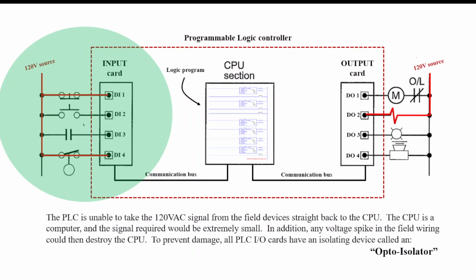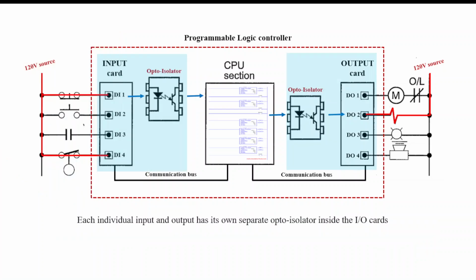The PLC is unable to take the 120 volt signal from the field devices straight back to the CPU. The CPU is a computer, and the signal required would be extremely small. In addition, any voltage spike in the field wiring could then destroy the CPU. To prevent damage, all PLC I/O cards have some form of an isolating device, sometimes called an opto-isolator. Each individual input and output would then have its own separate opto-isolator inside the I/O cards.